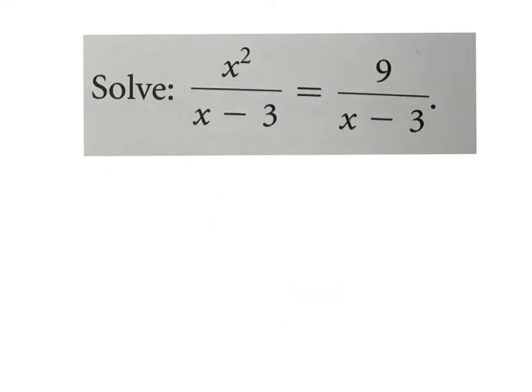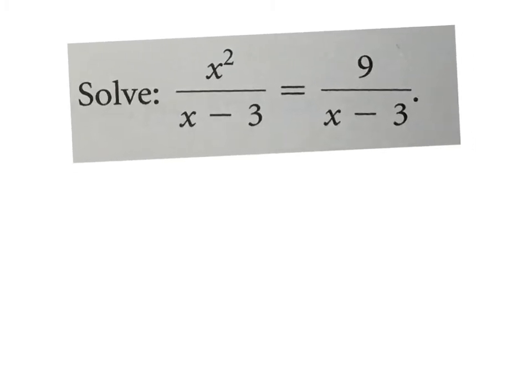Let's try another one. This one I have x squared over x minus 3 equals 9 over x minus 3. Now the beauty of this one is the LCD is already x minus 3, and they both have it already. So I'm multiplying this side times x minus 3, this side times x minus 3, and they just cancel, so all that leaves me with is x squared equals 9.